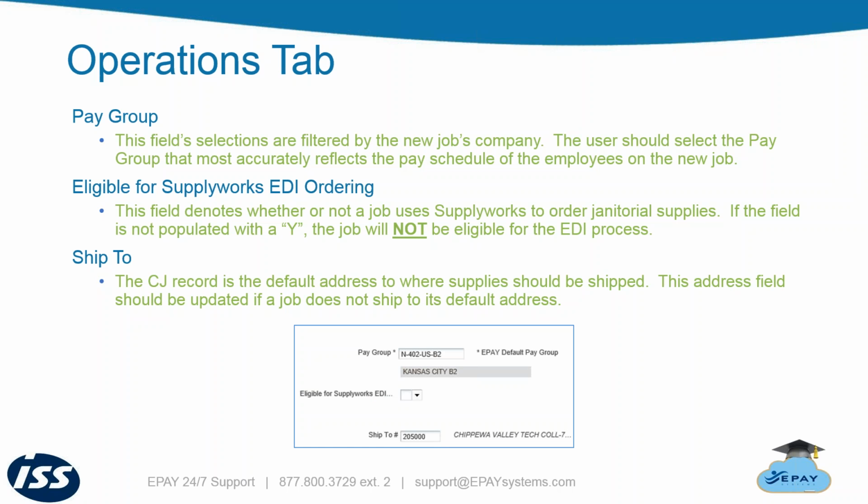So continuing with the Operations tab, the next field that you'll be required to enter is the Pay group. This field's selections are filtered by the new job's company. So the user should select the pay group that most accurately reflects the pay schedule of the employees on the new job.